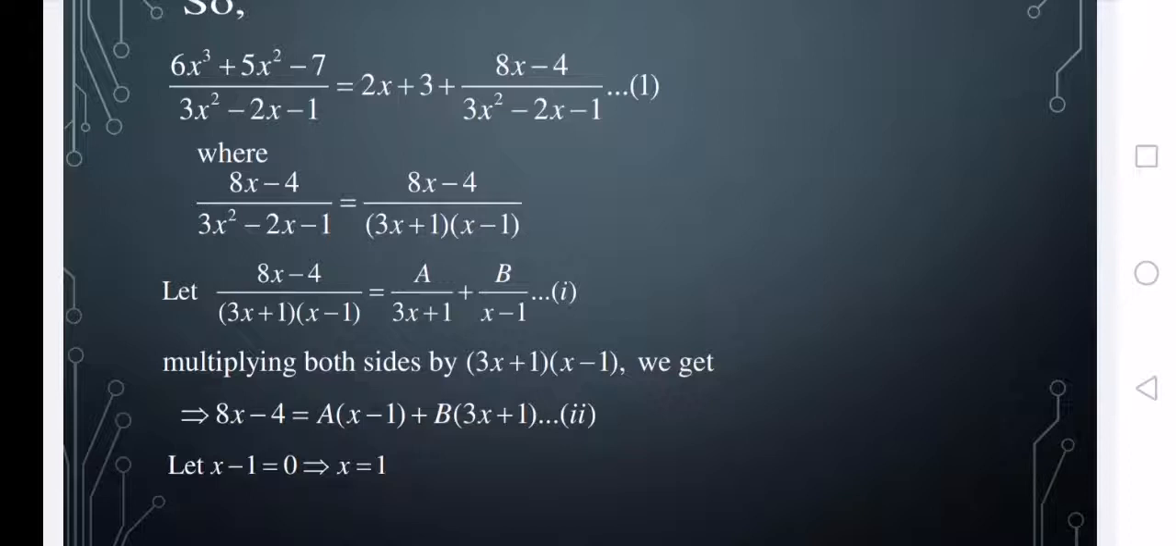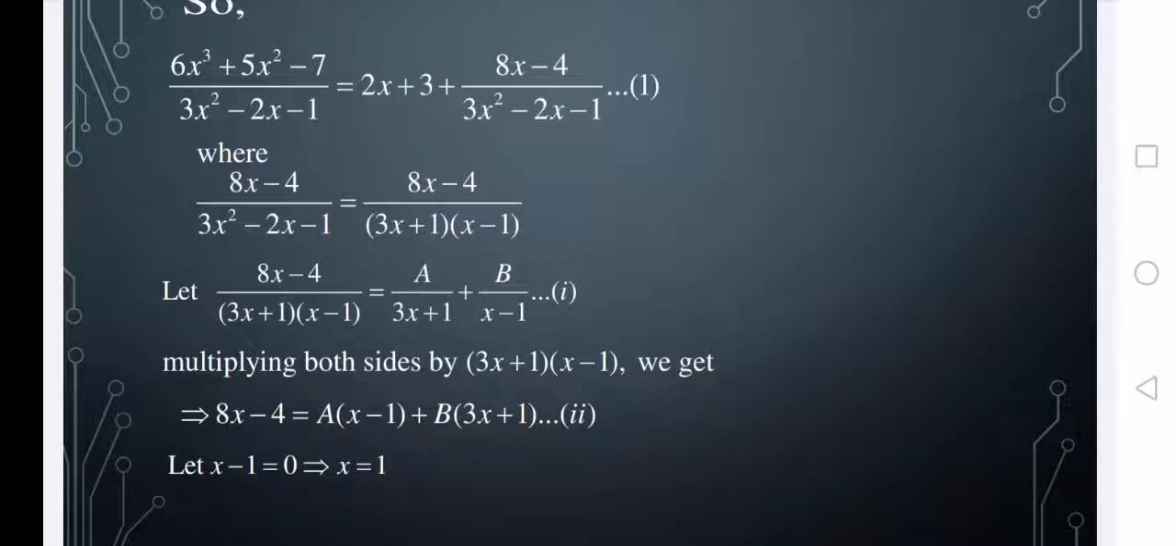Now 3x plus 1 into x minus 1 are the non-repeated linear factors, so we will use the same method as we did earlier to decompose this fraction into its partial fractions. So let 8x minus 4 whole divided by 3x plus 1 into x minus 1 be equal to A by 3x plus 1 plus B by x minus 1. Again multiplying both sides by the LCM of the denominator, we just get 8x minus 4 is equal to A into x minus 1 plus B into 3x plus 1.